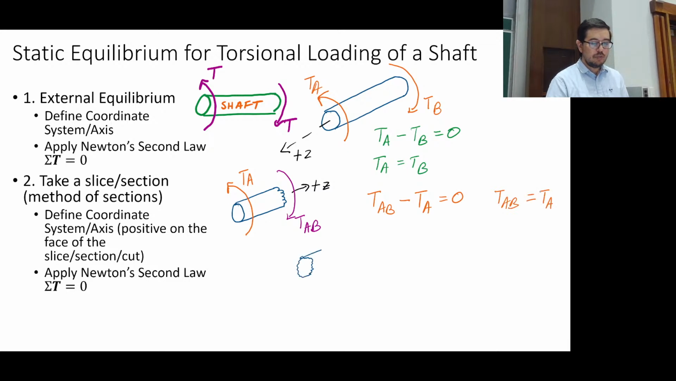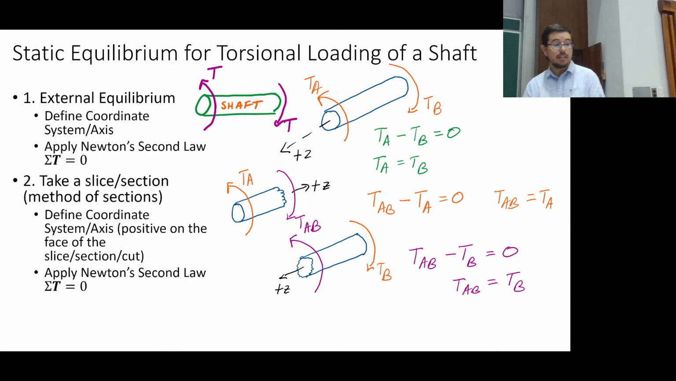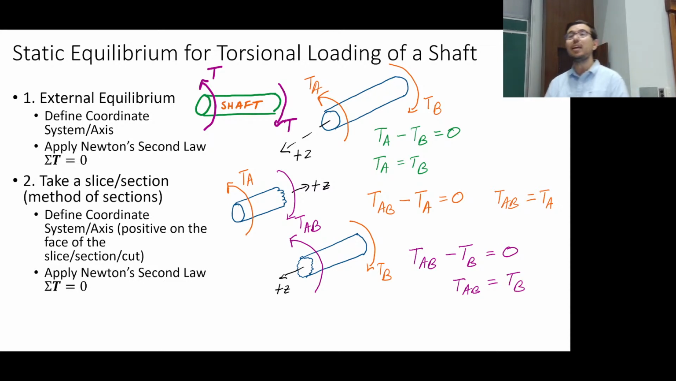Now, what if we slice the other direction? Well, same thing, all right? We have TAB, and I'll go through this kind of slowly. Again, we're going to come out positive. Again, we'll have a TAB. Again, we'll follow the convention. And again, we'll find that the internal torque is going to be equal to TA, because TA and TB are the same.